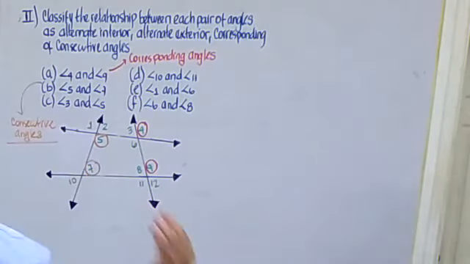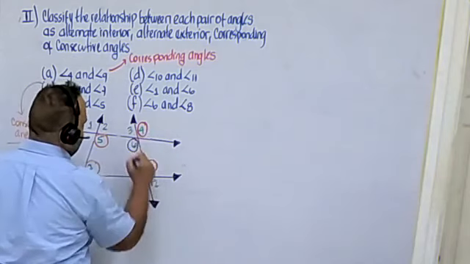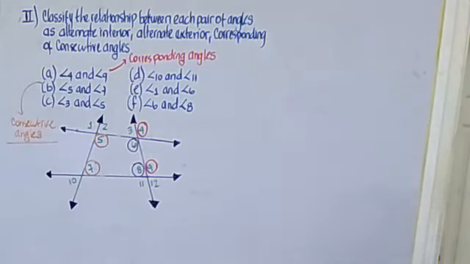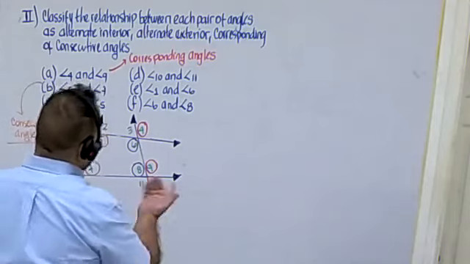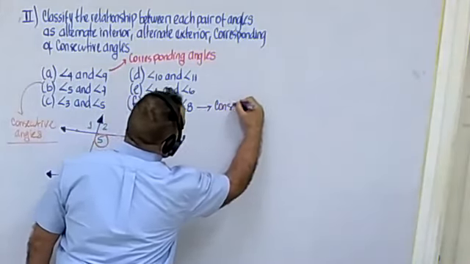And now, what will be the relationship between the angle 6 and the angle 8? Will that be corresponding or consecutive? Consecutive, because 6 is behind the number 8 and number 8 is forward than number 6. So we're going to say this is going to be consecutive.